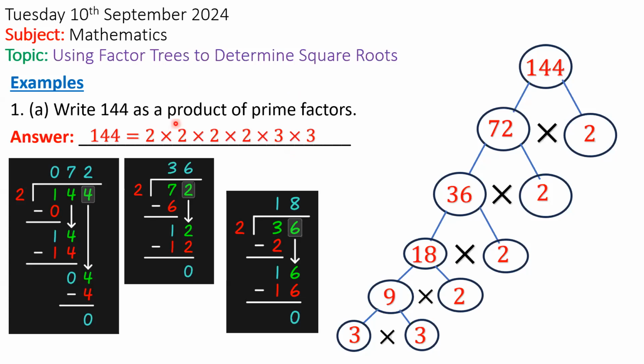Very good. Or we could make it even more simple by using the index form. The index form would be what? 2 exponent 4 times 3 exponent 2. Very good. 2 to the 4th power times 3 squared. Do we agree with him? Yes, sir. Yes, he is right. So we write it as a product of primes.